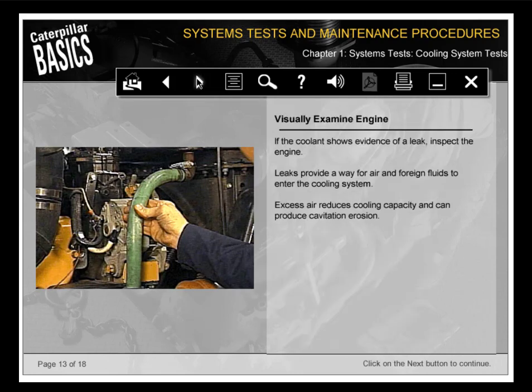If the coolant shows evidence of a leak, inspect the engine. Leaks provide a way for air and foreign fluids to enter the cooling system. Excess air reduces cooling capacity and can produce cavitation erosion.